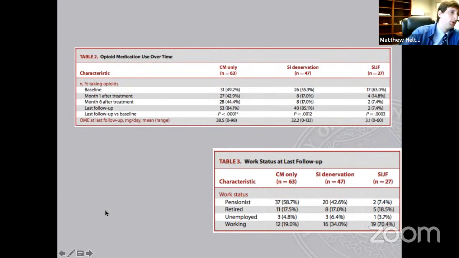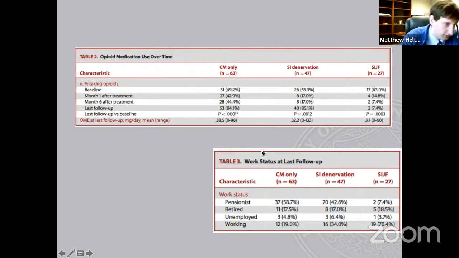So looking at opioid use over time, I found this very interesting. The patients that underwent conservative management and SI denervation had significantly higher rates of opioid usage compared to SI joint fusion. As you can see, 2 out of 27 patients in the fusion group were on opioids at their last follow-up. Meanwhile, 84% and 85% of conservative and denervation patients, respectively, were on opioids at their last follow-up.